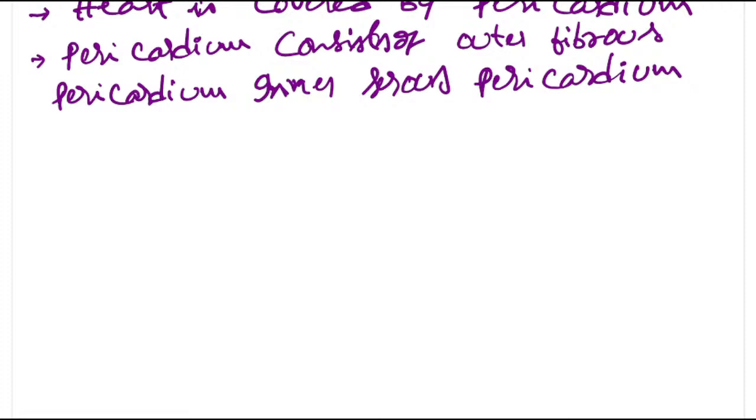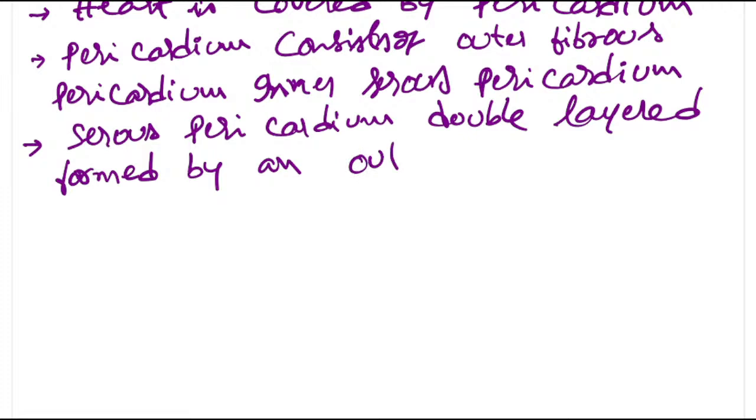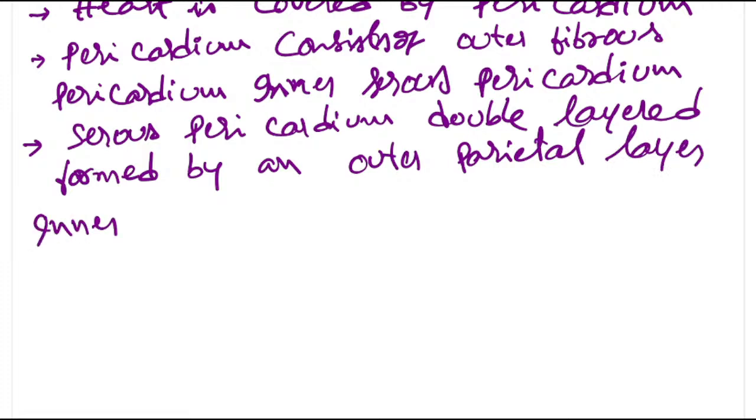Serous pericardium is double layered, formed by an outer parietal layer and an inner visceral layer, the visceral pericardium.